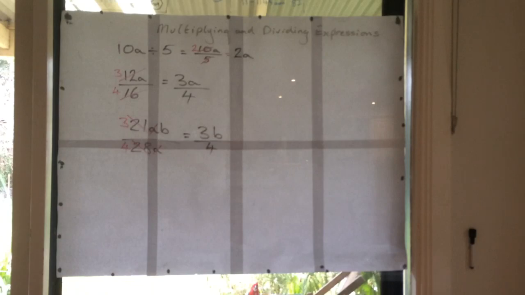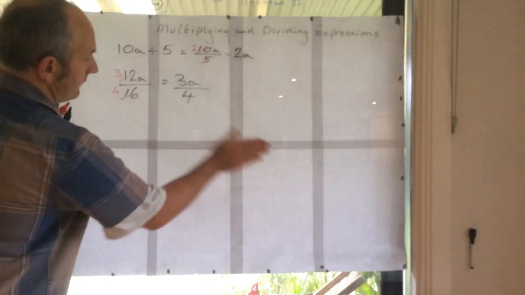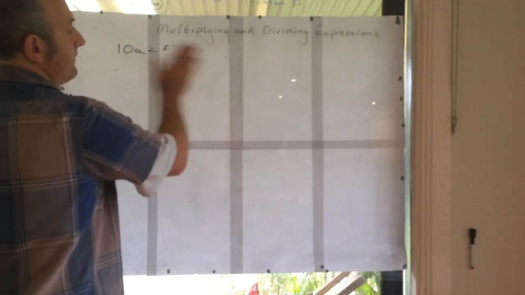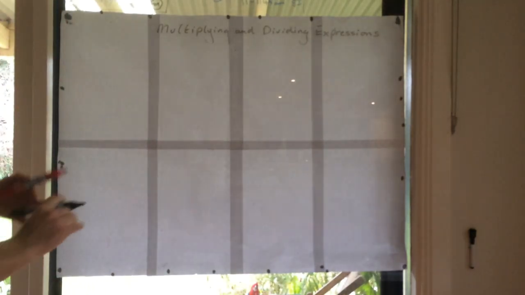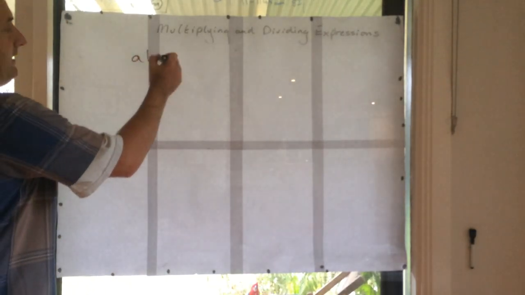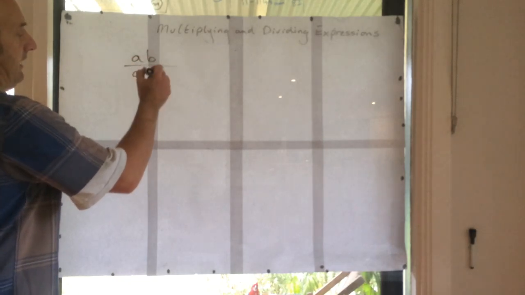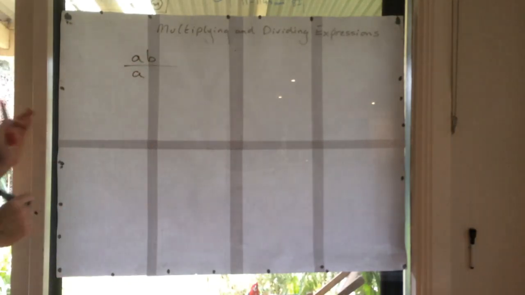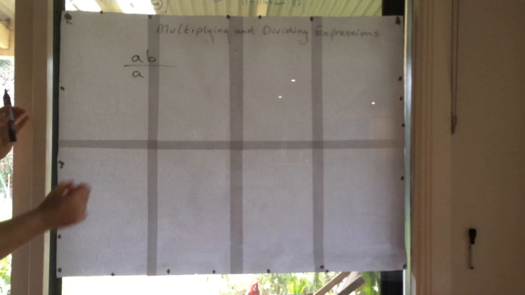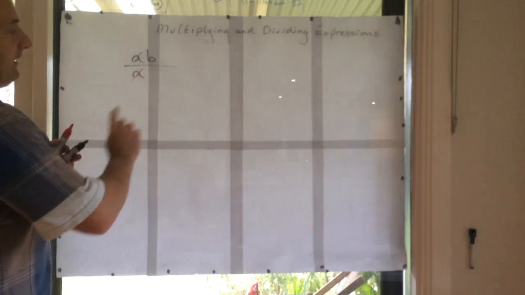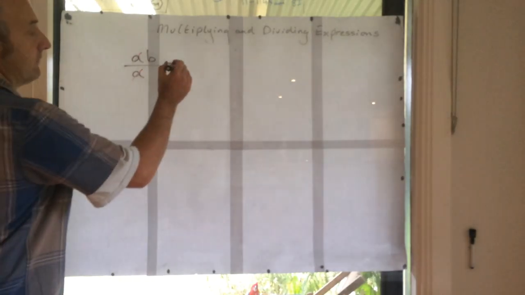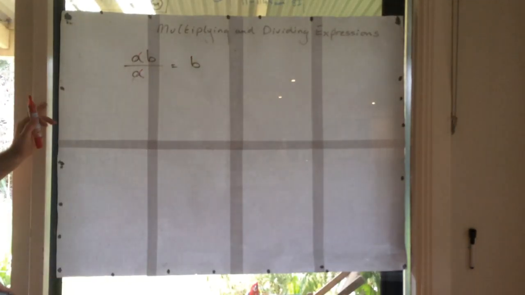Okay, let's do a couple more. Let's go with AB over A. Alright, AB over A. That A can cancel out that A. So all we're left with is B.